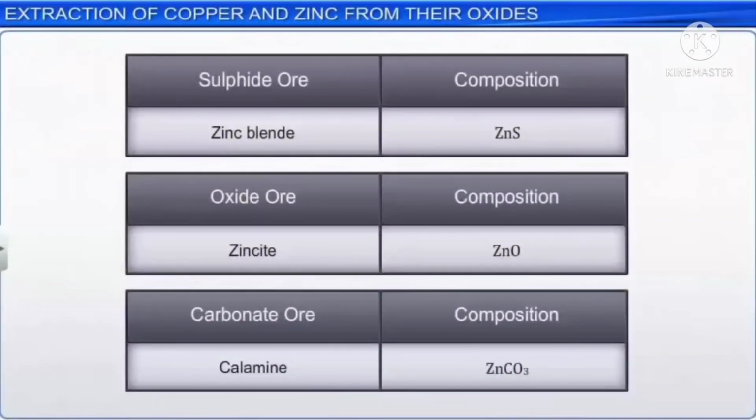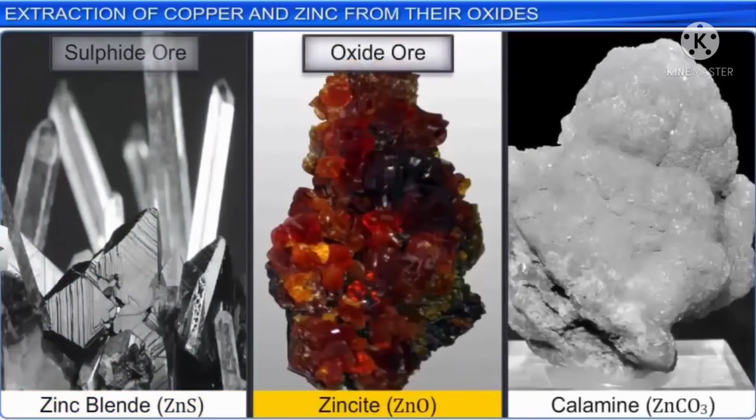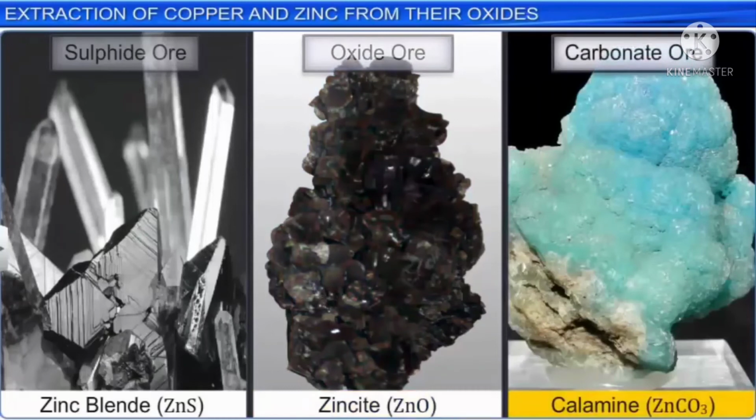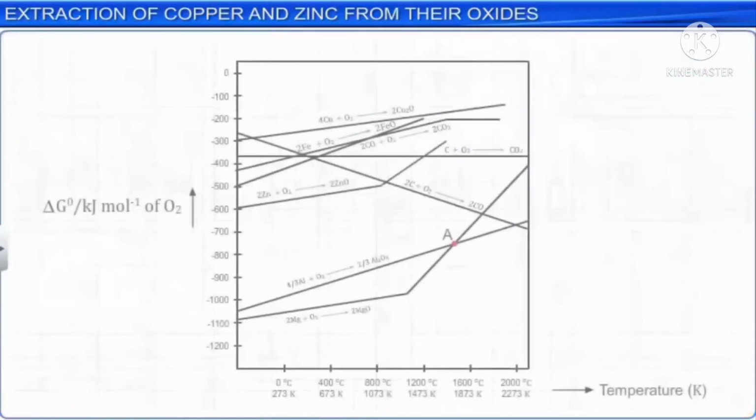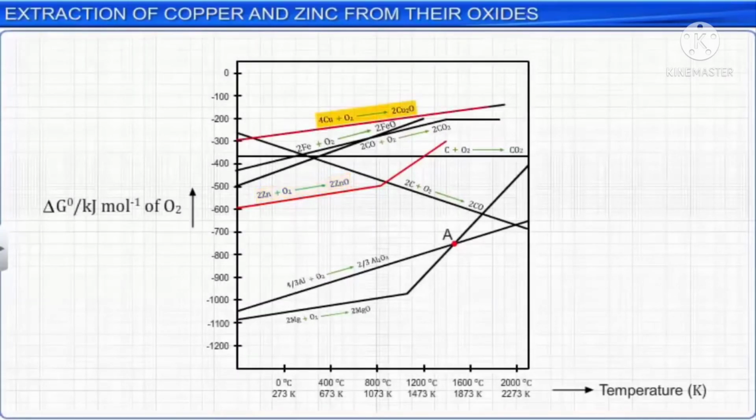Now let us look at the extraction of zinc. Zinc occurs widely in nature in the form of sulfide, oxide, and carbonate ores. Zinc blende is its sulfide ore, zincite its oxide ore, and calamine is its carbonate ore. As can be seen from the Ellingham diagram, the reduction of zinc oxide to zinc occurs at a higher temperature than that required for the reduction of copper oxide to copper.